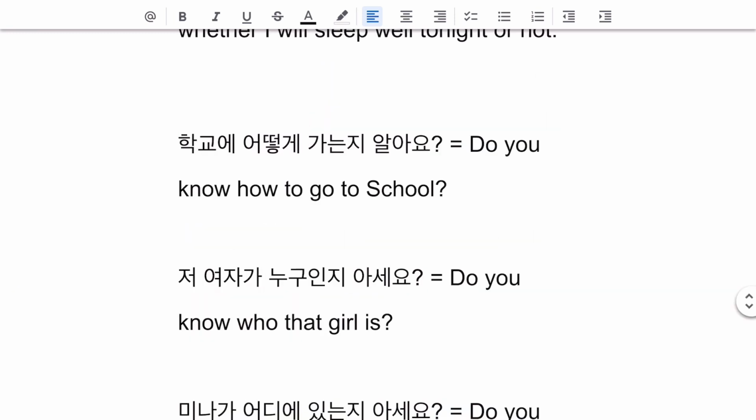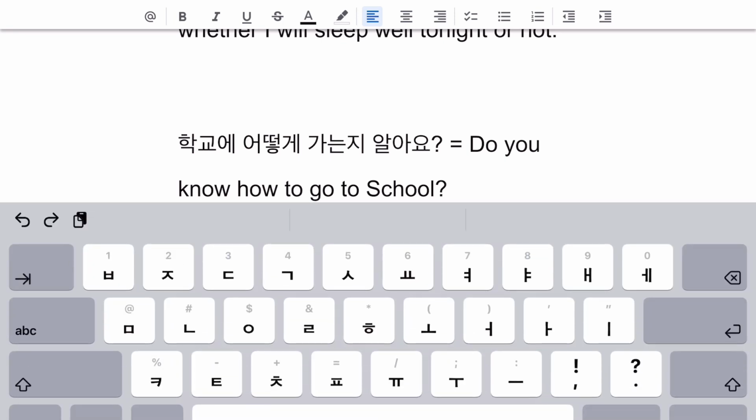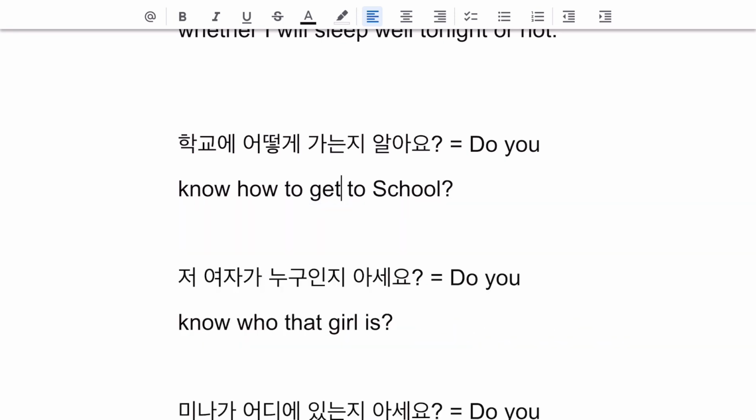Right, okay. 학교에 어떻게 가는지 알아요? Do you know how to go to school? I guess it should be get to school. 학교에 어떻게 가요? How do I get to school? And then we can turn that into, do you know how to get to school? 학교에 어떻게 가는지 알아요? 아세요?